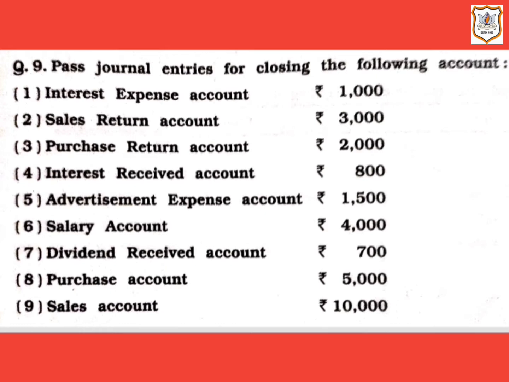All nominal accounts relating to expenses and gains or incomes must be closed at the end of the year. In order to close them, they are transferred either to trading account or profit and loss account. Nominal, or we can say temporary, accounts are closed at the end of each accounting year. This means that their account balances are transferred to a permanent account. Hence, all nominal accounts are transferred to trading and profit and loss account.